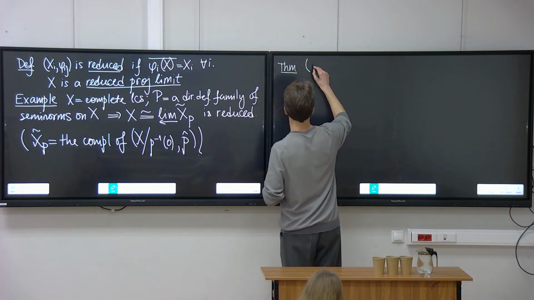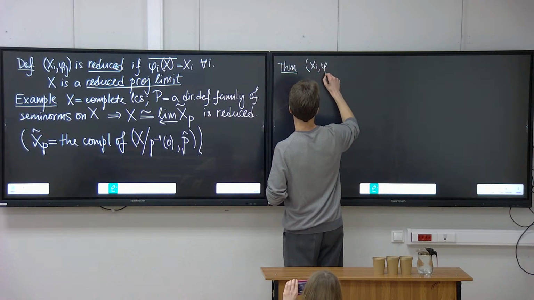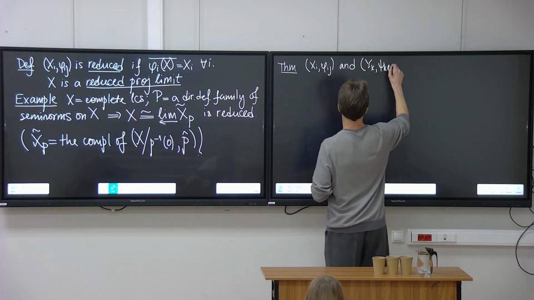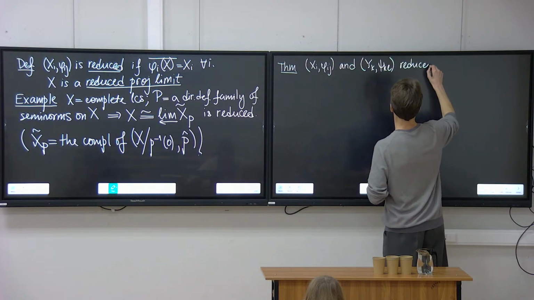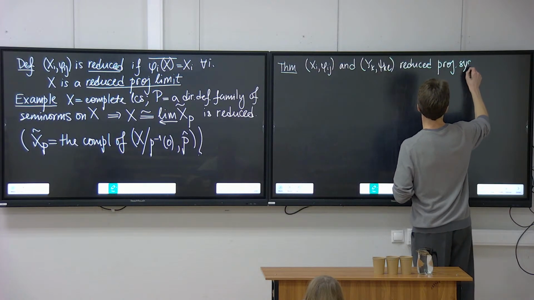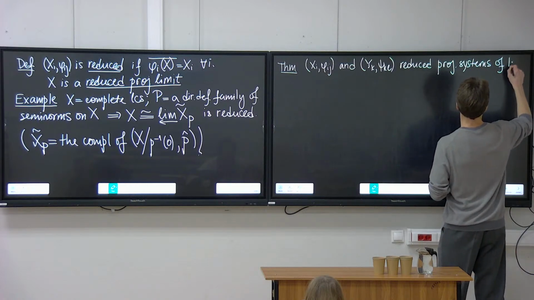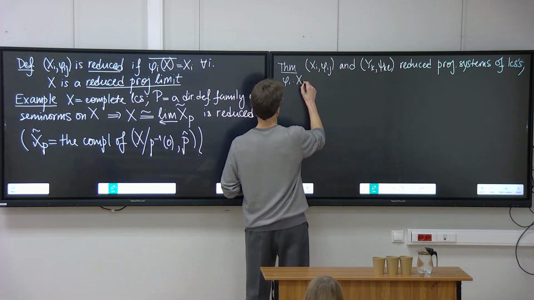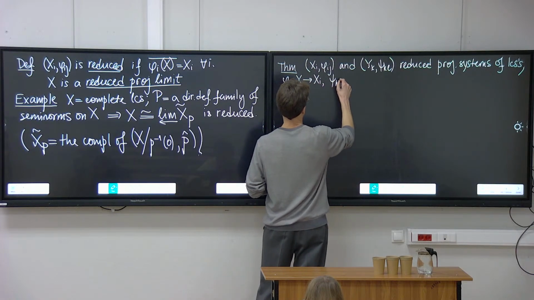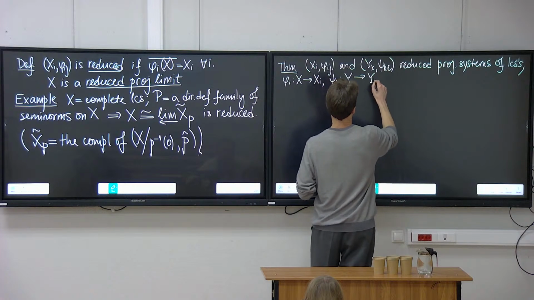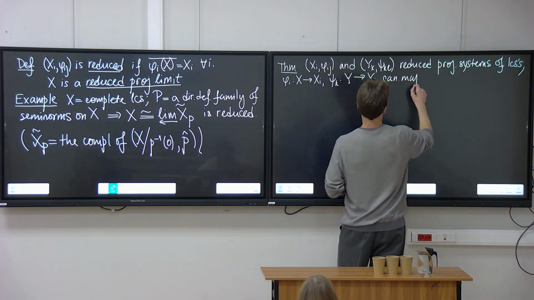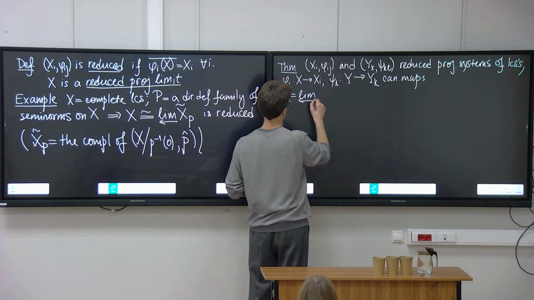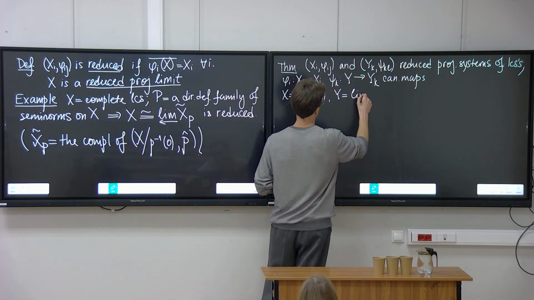Suppose we have two reduced projective systems of locally convex spaces, (X_i, phi_ij) and say (Y_k, psi_kl). So let phi_i denote the canonical map of X to X_i, and psi_k the canonical map of Y onto Y_k, where X and Y are just the projective limits. X is the projective limit of X_i, and Y is the projective limit of Y_k.